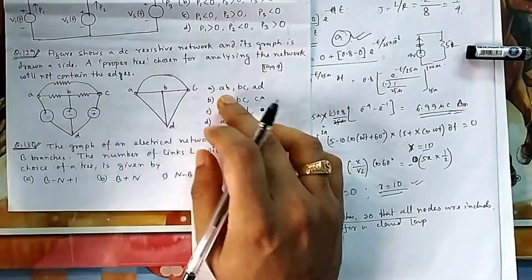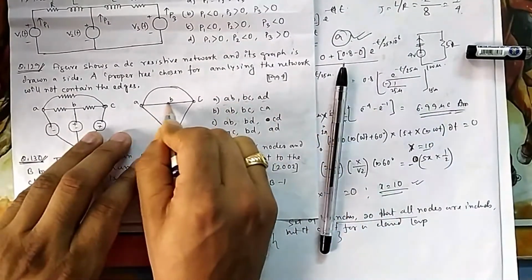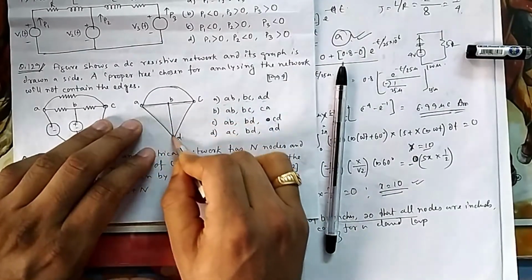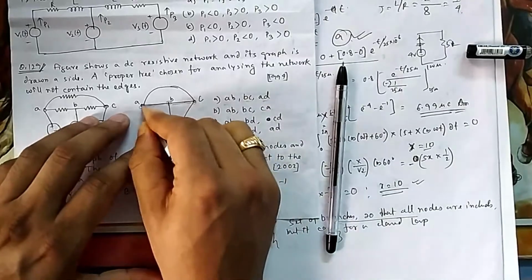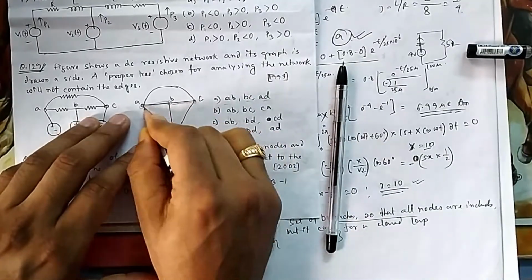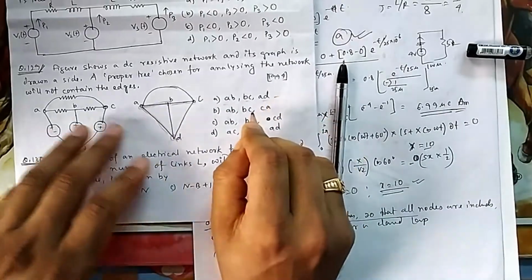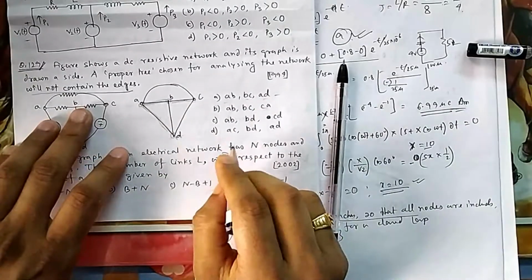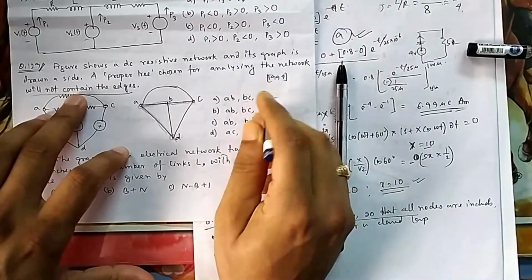So if I consider this one, first one AB, BC and AD. I am selecting AB, then BC, then AD. All nodes are covered, yes. These 4 nodes are covered, and I take these 3 branches. Okay, no one is forming any closed loop, so this can be done. Here the question asks which tree will not contain the edges. So this is okay, this can be taken.